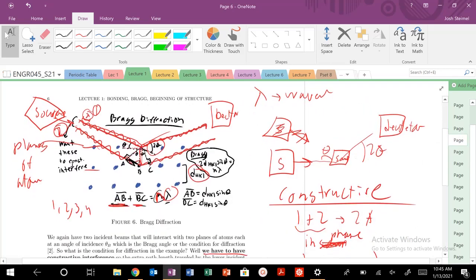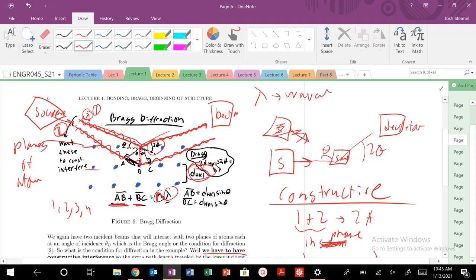Why do we have to have that integer number? Because we need to be constructively interfering. So we know what theta is. We solve for d_hkl. Once we have d_hkl, we solve for a, our lattice parameter. So there you go. Your first question, and you can do the math at that point, and double check with me if you have any questions. But the key idea here with Bragg diffraction is this.